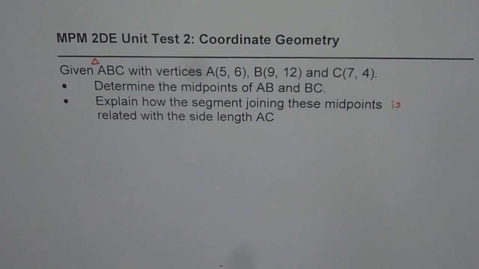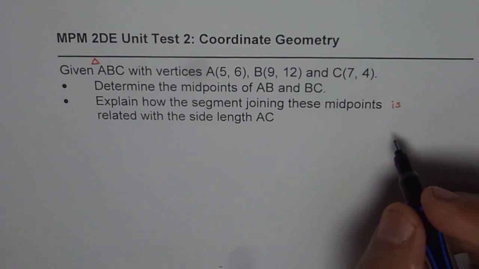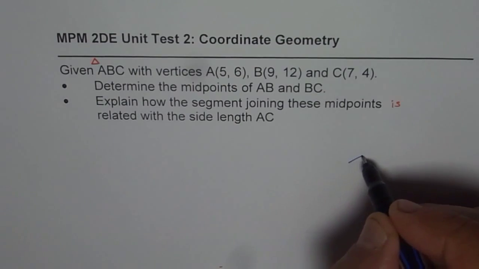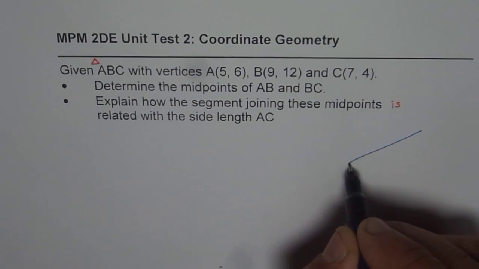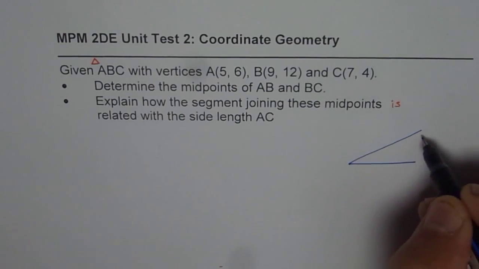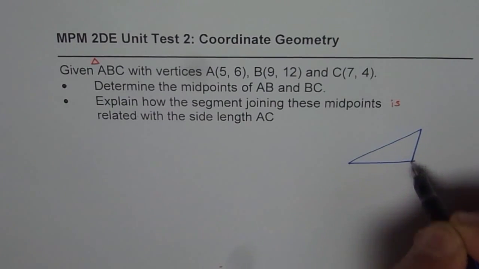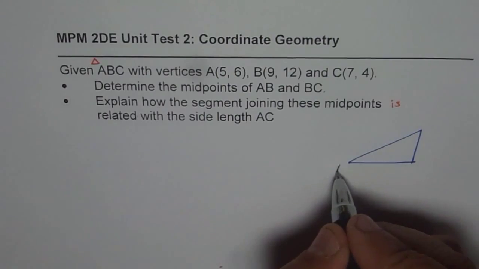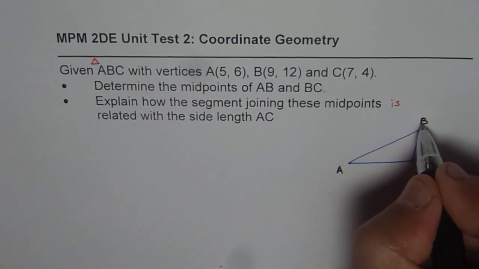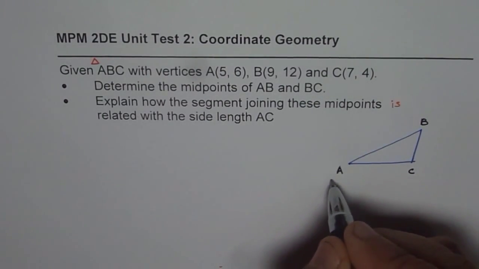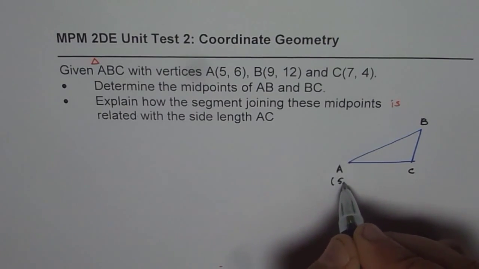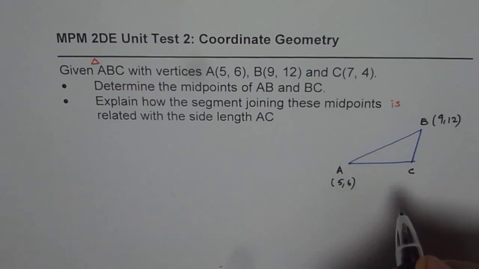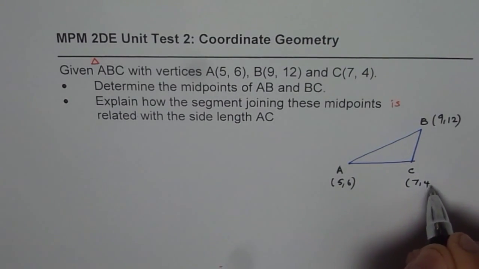Here is how I will do it. Let us first make a rough sketch. So just make a triangle ABC. I prefer to make a horizontal line at the bottom. So let's just join these lines. Okay, so we have a triangle, and we're calling it ABC. A coordinates are given to us as 5 and 6, B as 9 and 12, and C is 7, 4.